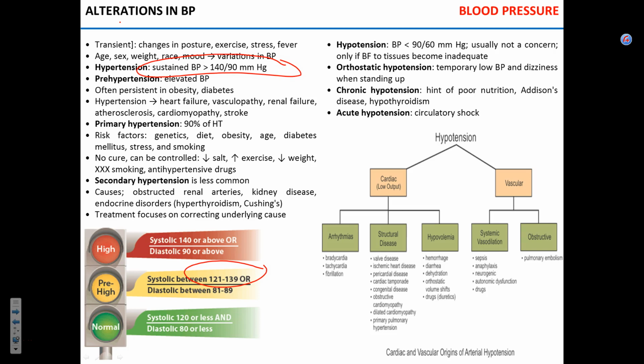Okay. Why is hypertension bad? Increased afterload, people. Increased afterload means heart failure. High blood pressure will affect kidneys. This is why runners have kidney damage, because of sustained blood pressure. It will affect kidneys. So renal failure.